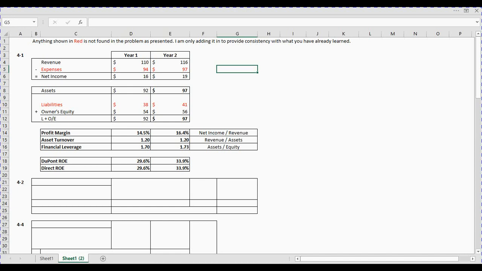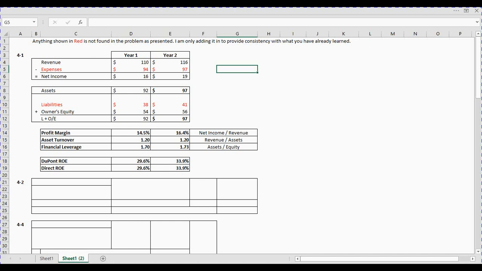So let's begin looking at problem number 1, where we are asked to look at some income statement accounts and some balance sheet accounts for Star Inc. And then we're going to calculate return on equity for each year presented, 2 years. We're going to use the DuPont method, and then we're going to use the direct ROE method. And we're going to compare those two, and talk a little bit about why the firm's ROE changed, what caused the return on equity to change from year 1 to year 2.